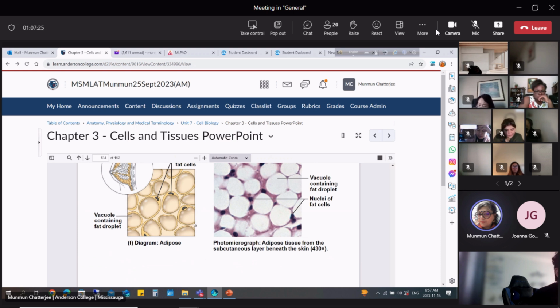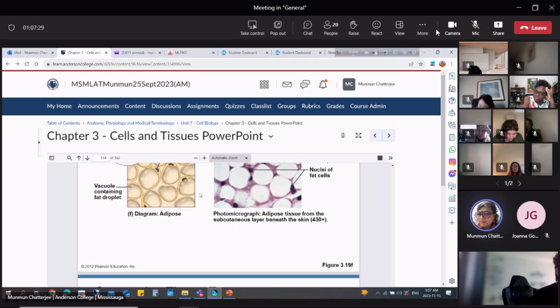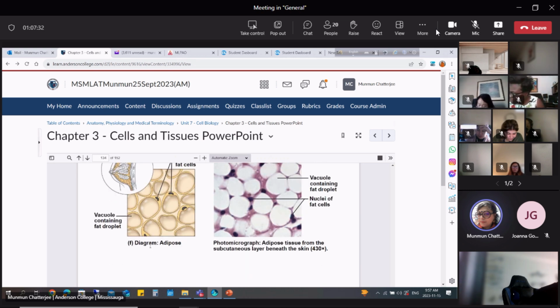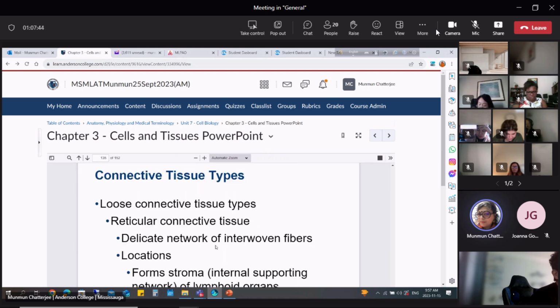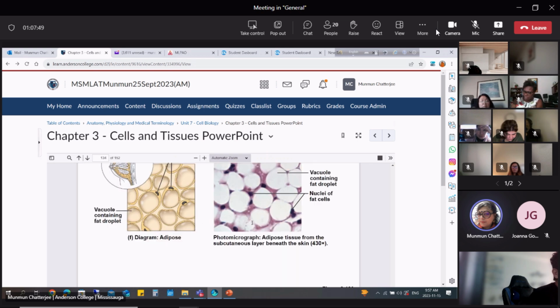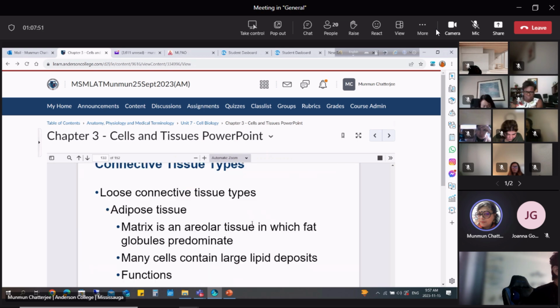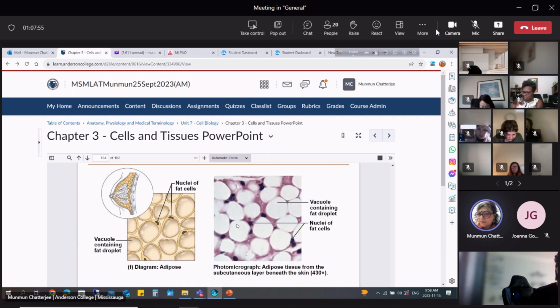So how does the adipose tissue look? These are all the left side you have seen till now. It's a schematic diagram, and this is the actual micrograph. Now, the other loose connective tissue is the reticular connective tissue. This is the loose connective tissue. We have two types, adipose tissue and reticular tissue.